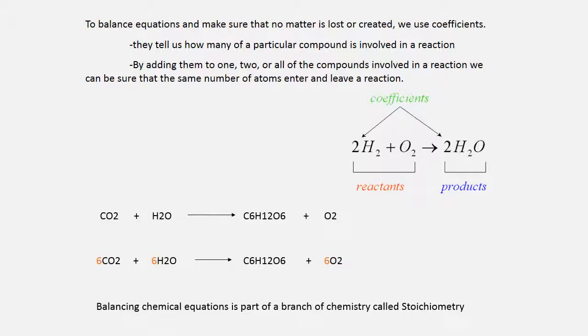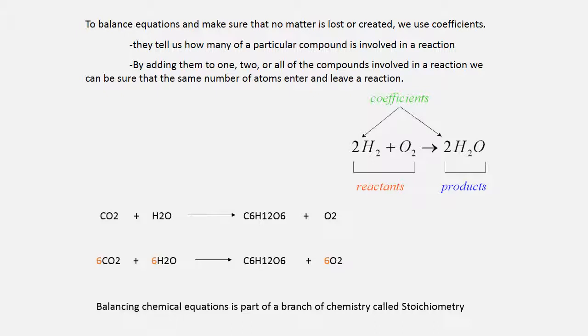In math, if you see 3x in an equation, that means that you have 3 x's, or in other words, 3 times x. The 3 is a coefficient. It's the same here. 2H2O means that you have 2 H2O molecules. And since each molecule has 2 hydrogen atoms and 1 oxygen atom, you have 4 hydrogen atoms and 2 oxygen atoms, or 2 times each of these subscripts. By adding coefficients to 1, 2, or all the compounds involved in a reaction, we can count the atoms and be sure that we have the same number in both the reactants and the products. The process of balancing equations is called stoichiometry.